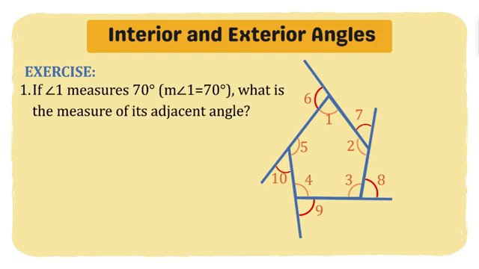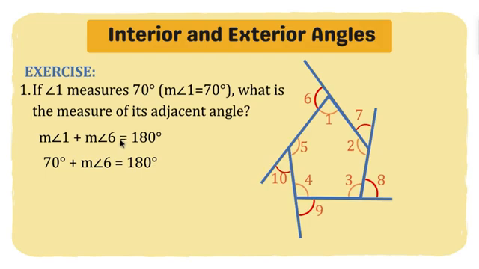If angle 1 measures 70 degrees, or we can say the measurement of angle 1 is equal to 70 degrees, what is the measure of its adjacent angle? That's our first question. Let's take a look at number 1. Okay, ito po yung ating angle 1. Now, if this is 70 degrees, ano kaya yung magiging measurement ni angle 6? Okay, remember class that if we add this together, since they are supplementary, the answer will be 180 degrees. Okay? Because it's a straight line.